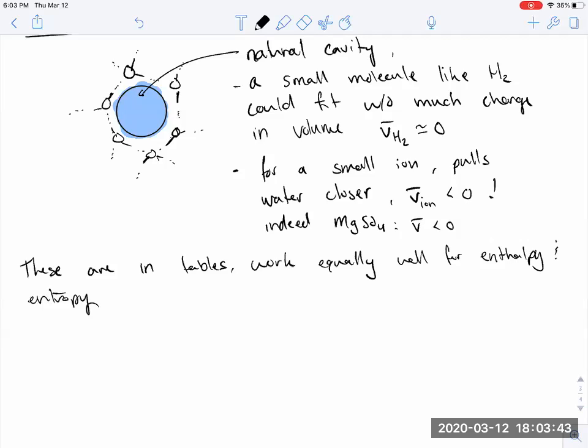For the enthalpy, I could define the enthalpy as some partial molar enthalpy of species 1 times some amount of species 1, plus some partial molar enthalpy of species 2 times the amount of species 2, where this is defined analogously to the way partial molar volumes are defined.